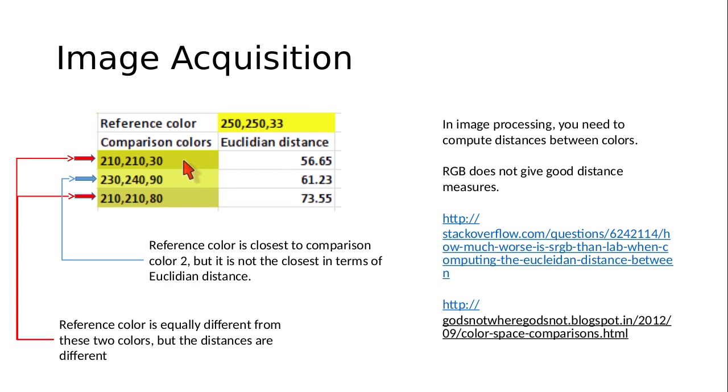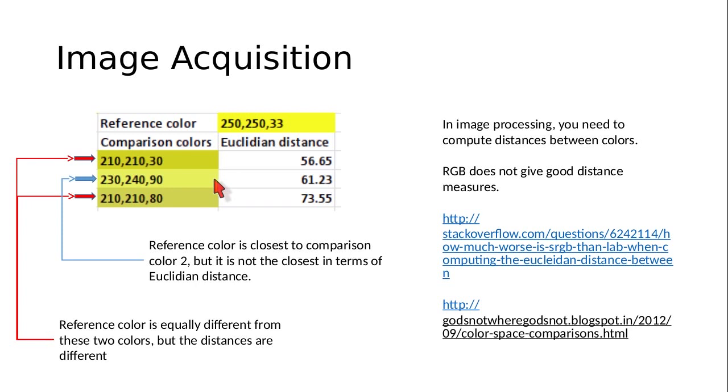Now let's say you got some other image patches of slightly different colors. So let's say you got these 3 image patches. Now the RGB colors of these 3 patches are like this: 210, 210, 30, 230, 240, 90 and 210, 210, 80. These are 3 different patches. Now let's say I want to figure out the comparison between the reference color, this image patch, and this color patch. How would you do it?